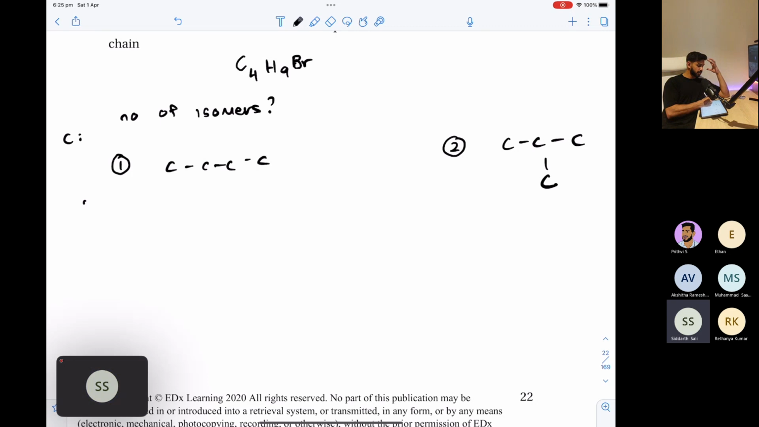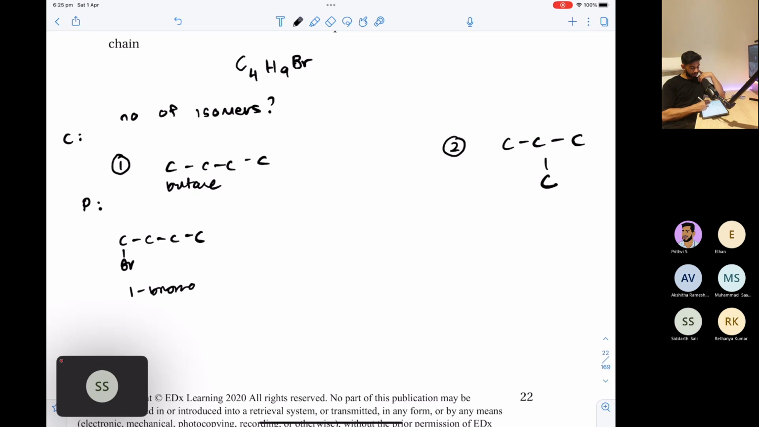Now, when it comes to positional isomers, Ruthania, this is where we have to start thinking with that fixed main chain, what alkyl or substituent groups can move around it? So what's a substituent we have in this compound? Bromo. Good. So we can put it in the first position. What would it be called? 1-bromo. Yeah, so this is a butane main chain. So now it would be called 1-bromobutane.